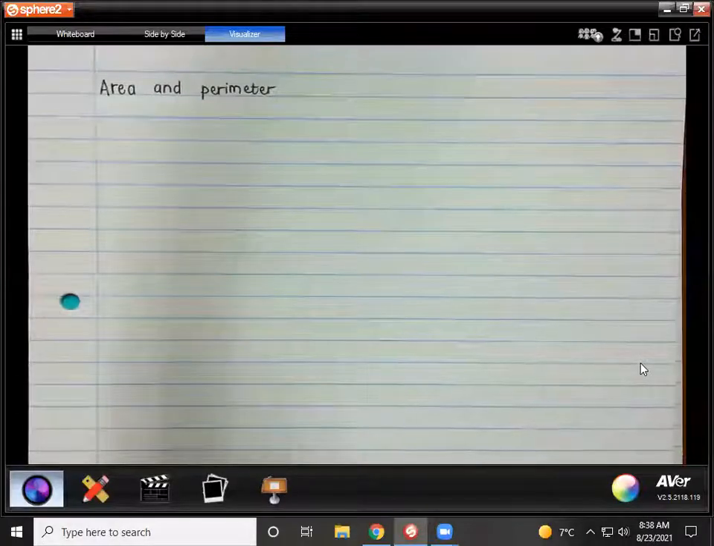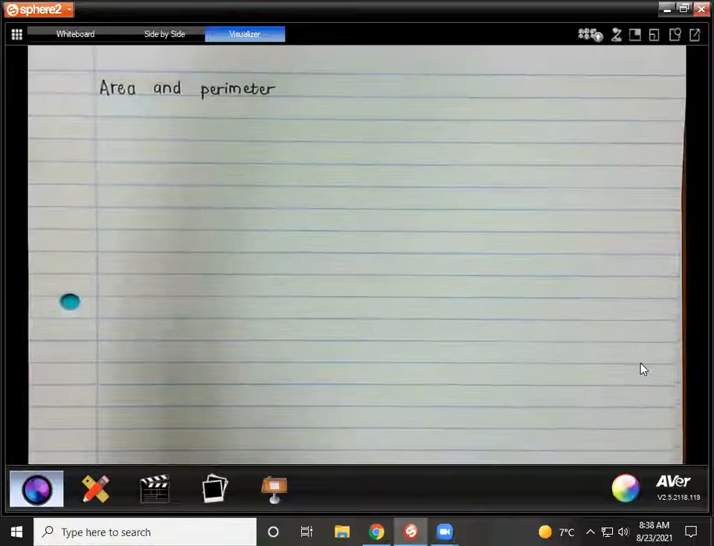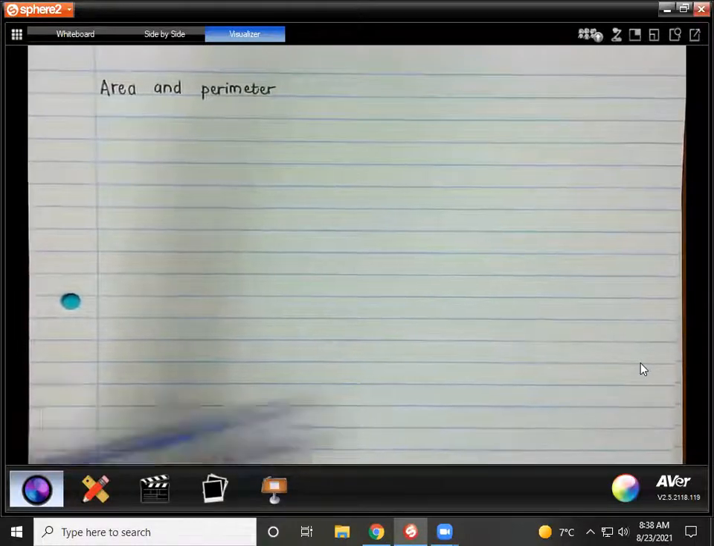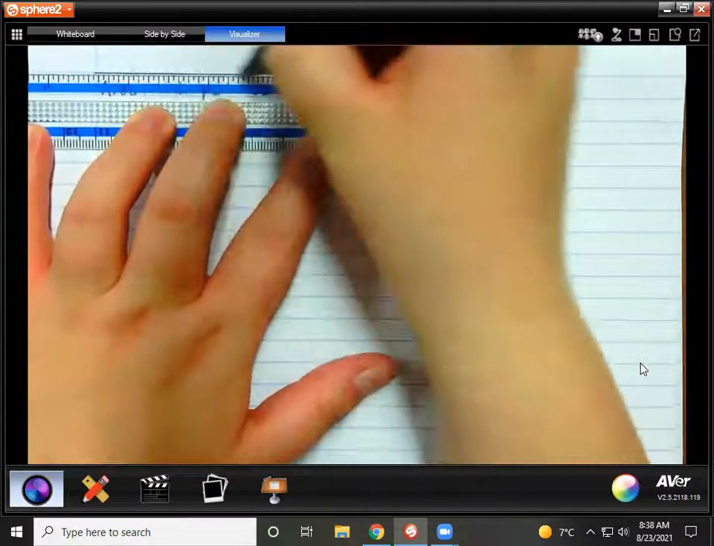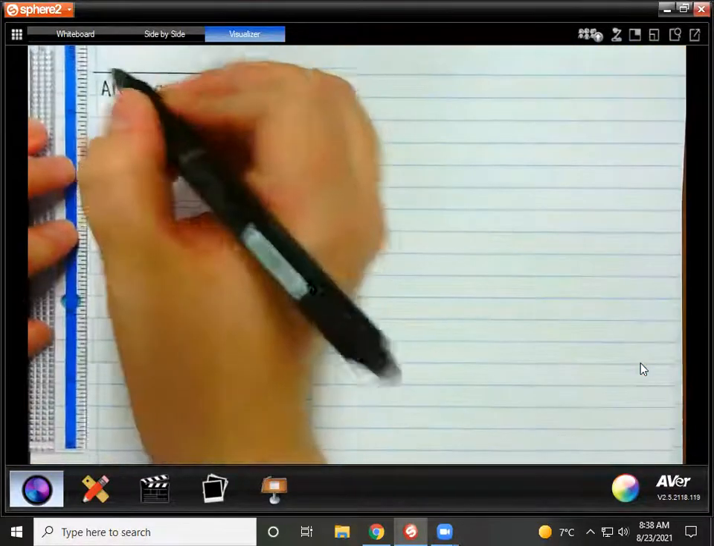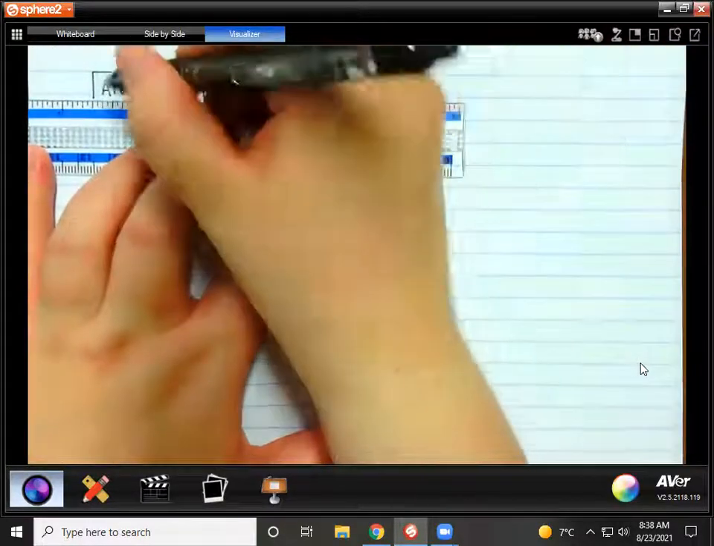Okay, area and perimeter. Right, now the stuff that we're going to do today, I think most of you guys would have done it in primary school already, but we're just going to revise the different formulas for area and perimeter for the different shapes. And then you're just going to practice some.